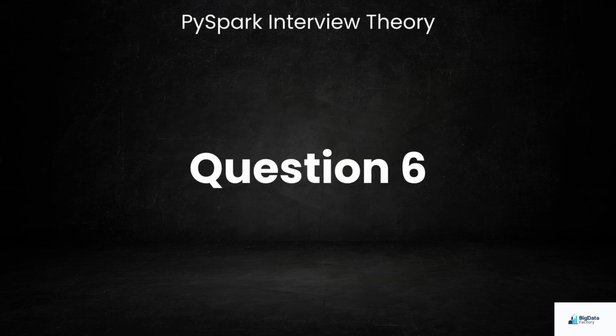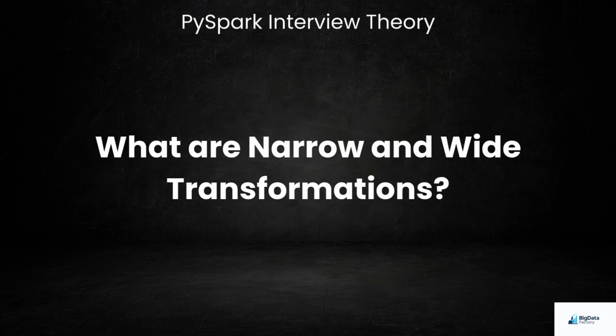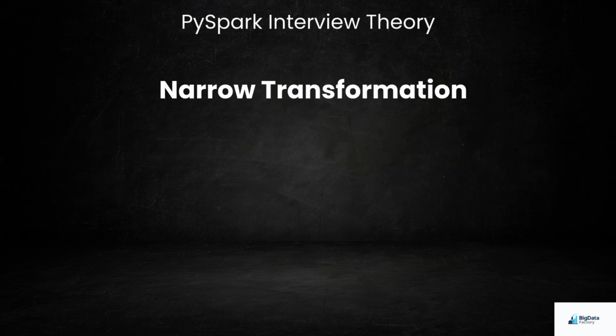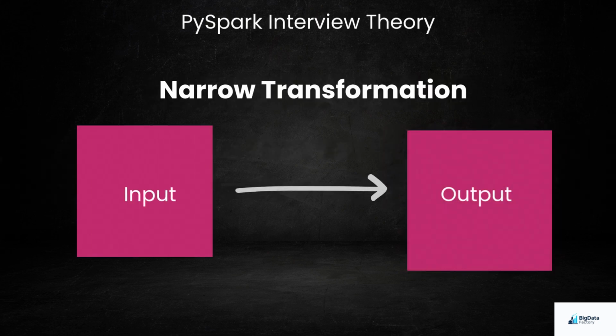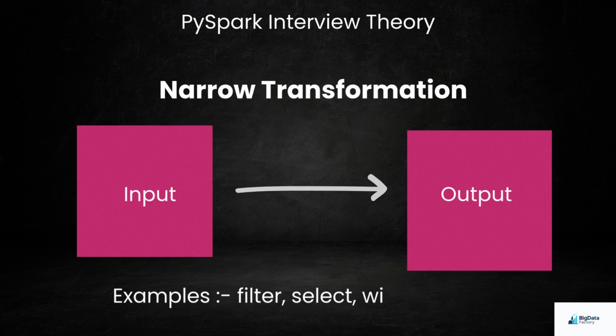And question number 6, what are narrow and wide transformations? This is where performance starts. A narrow transformation means each output partition depends on only one input partition. Examples like filter, select, withColumn. So Spark can do this without moving data around the cluster.